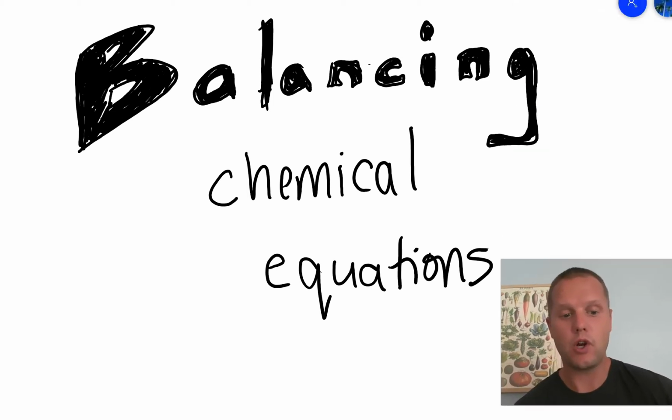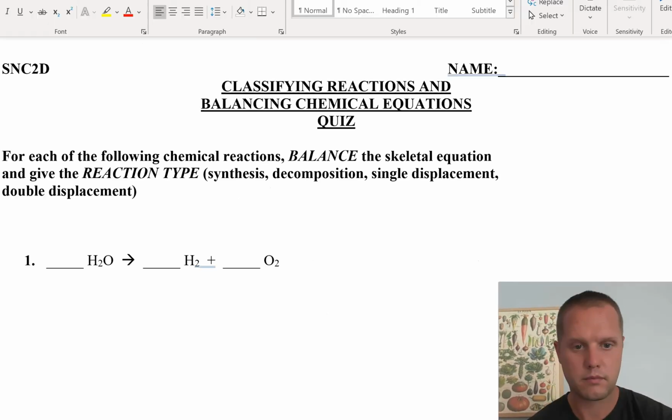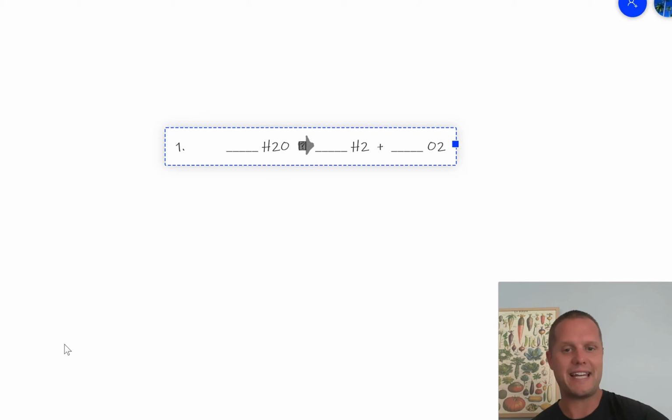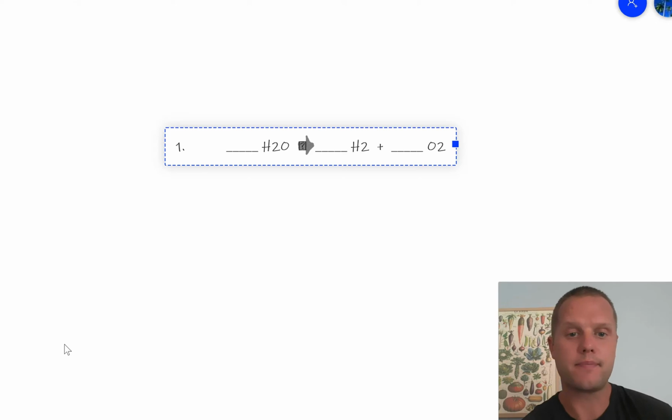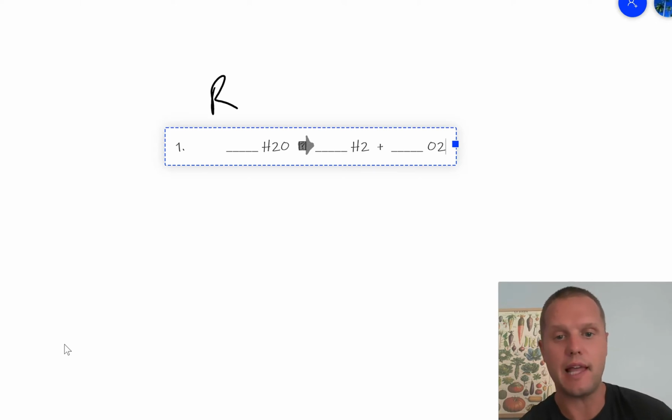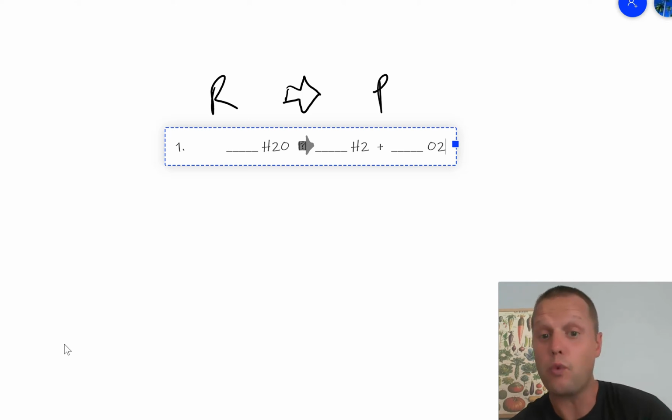In this video, we're going to learn how to balance chemical equations. Here's a typical question that you would get in chemistry when you're first learning how to balance. What you need to know already is the law of conservation of mass, which basically states that the mass of reactants equals the mass of products. Reactants are found on the left-hand side of the arrow, and products are found on the right.